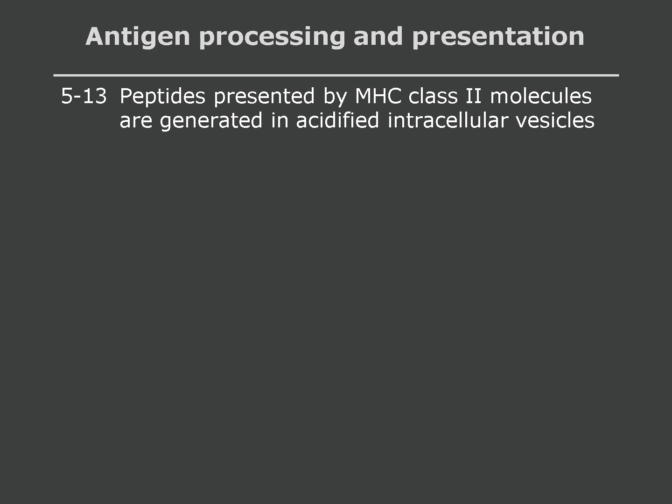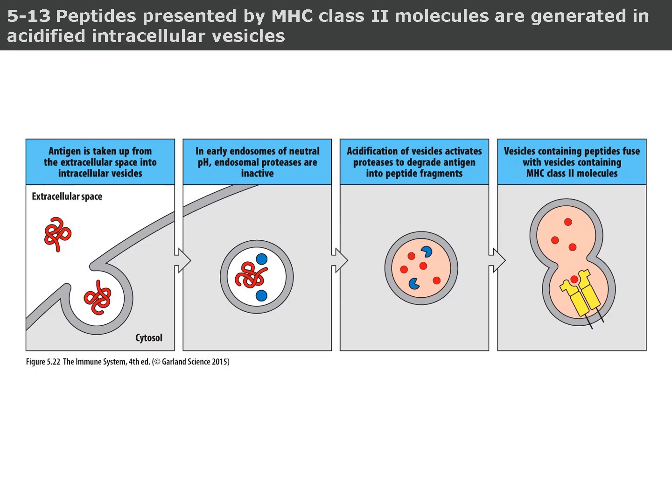Peptides presented by MHC class II molecules are generated in acidified intracellular vesicles. This slide illustrates how antigens are processed for presentation by MHC class II molecules. In the first panel, an antigen is taken up from the extracellular environment into an intracellular vesicle. Next, in early endosomes where the pH is neutral, proteases remain inactive, and the antigen stays intact.